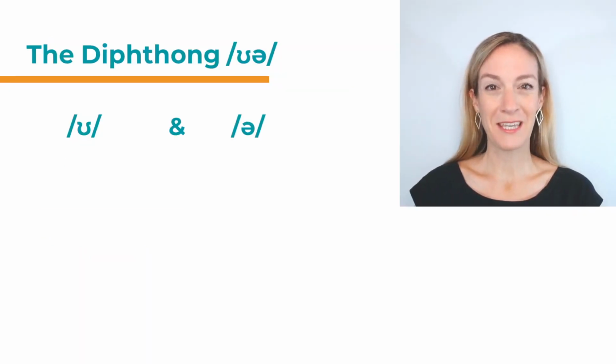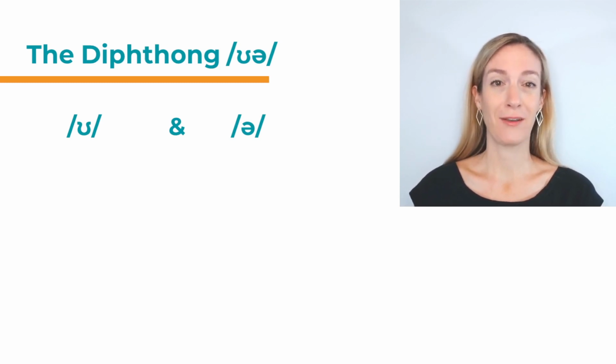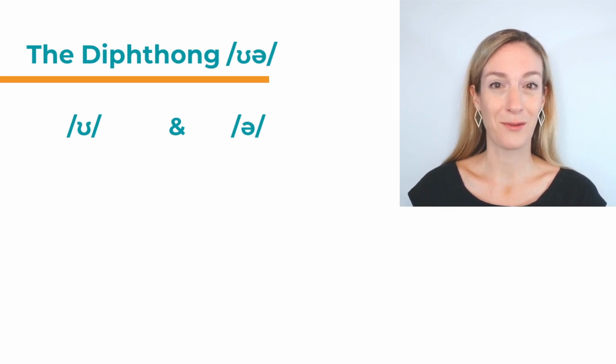Hello everybody! Today we're going to have a look at our final diphthong in the series. And that diphthong is, of course, again made up of two individual sounds combined into a new sound. Let's have a look at those two sounds. We have U and schwa. Let's place them on the vowel chart.